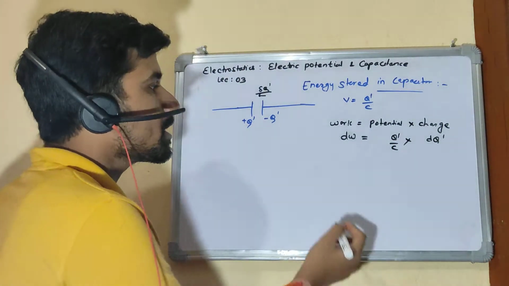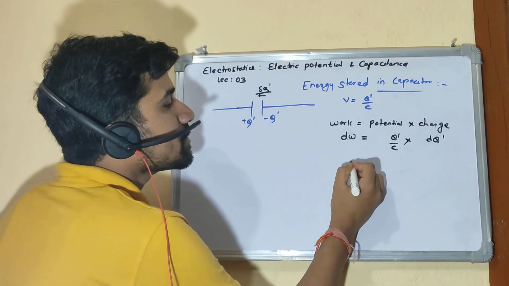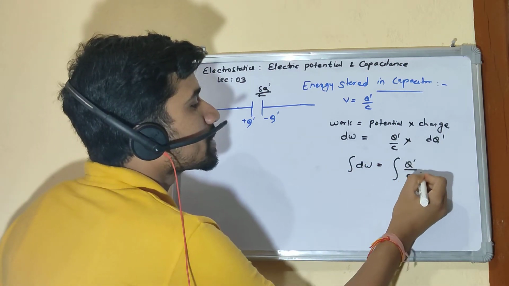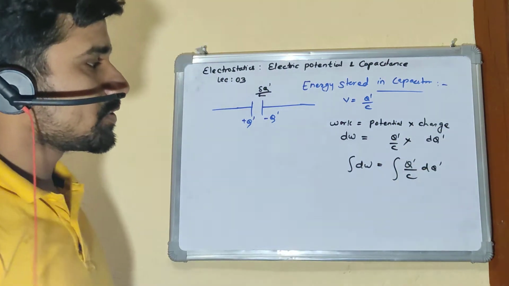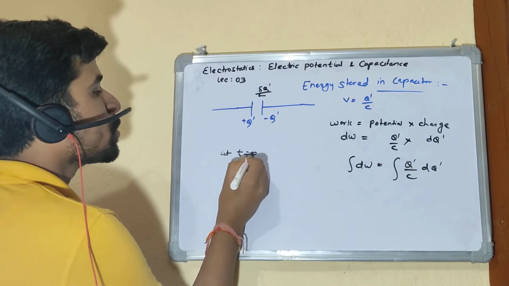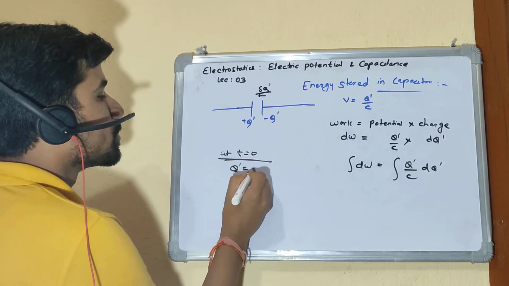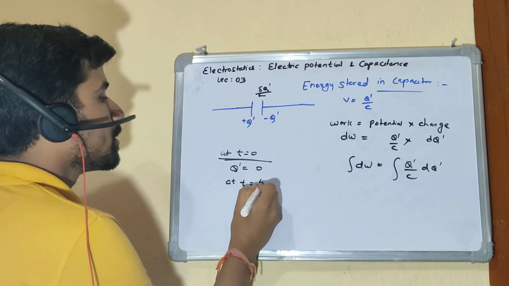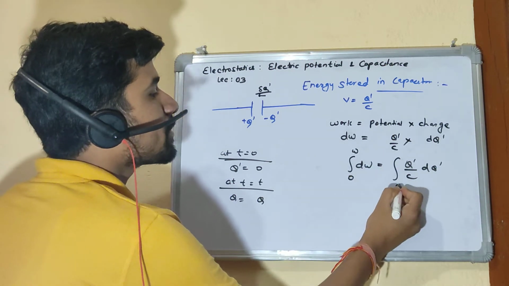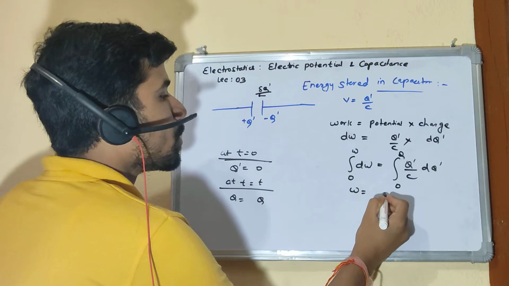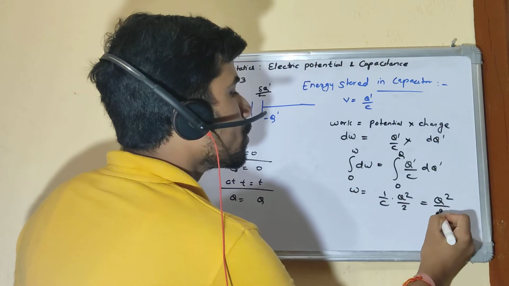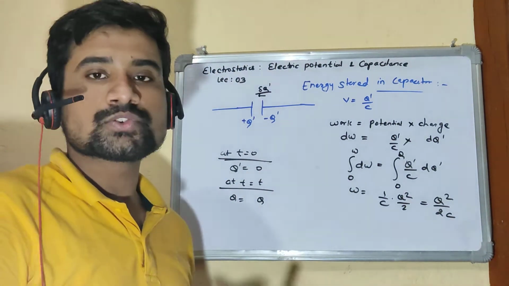If I need to calculate the net work, it is the integration of dw with respect to dq dash, right? Now I am assuming that initially, at time equal to 0, my charge was 0, and at time equal to t, my charge was q. So let's put the limits. When work done was 0, charge was 0; when it was w, charge was q. So w becomes 1 by c into q square by 2, which is nothing but q square by 2c.